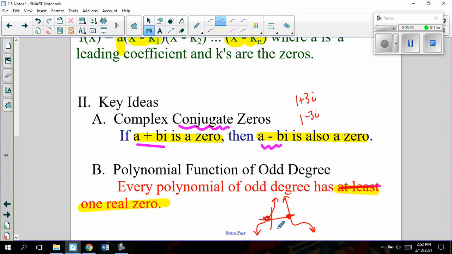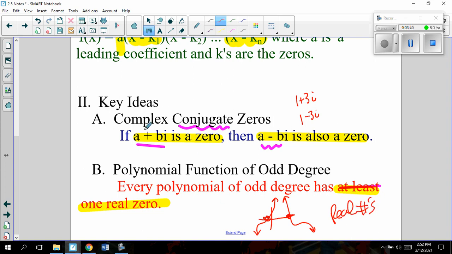Because this graph is all real numbers. This 1 plus 3i that I have written here, that's not graphed anywhere in here. It comes into play in the equation, but it doesn't show up on an xy plane, because only real numbers are on that picture.